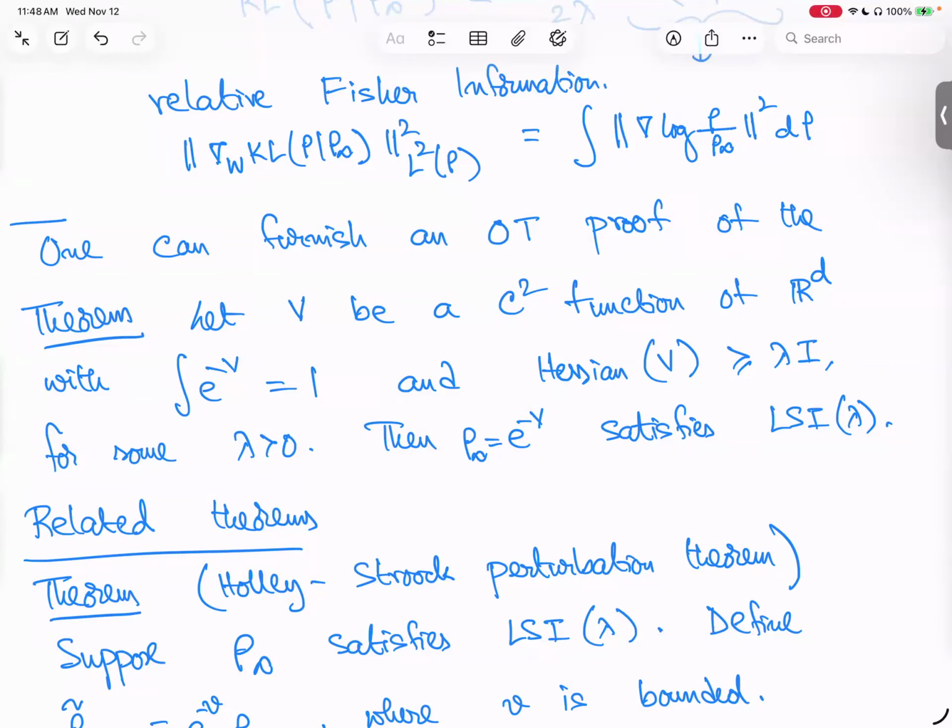One of the consequences of logarithmic Sobolev inequality is that the gradient flow of Kullback-Leibler converges exponentially fast with this rate lambda. Which means that the corresponding diffusion that you get from it, the Langevin diffusion, converges exponentially fast, and you measure it in Kullback-Leibler. Good.